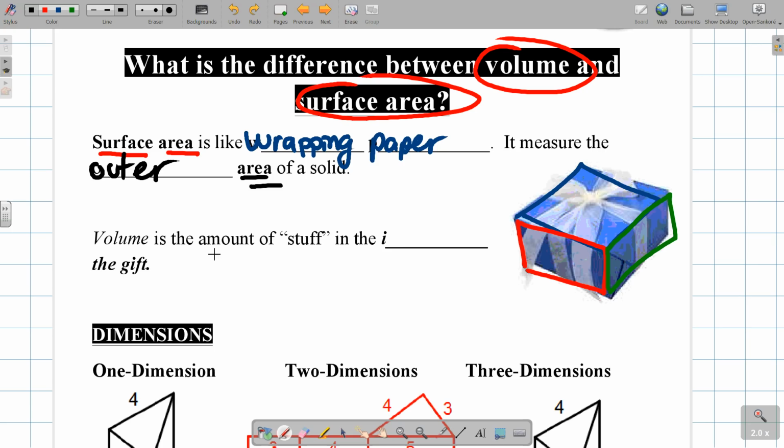Volume is the amount of stuff inside, or like the gift itself. So wrapping paper, surface area, outside. Volume, inside.